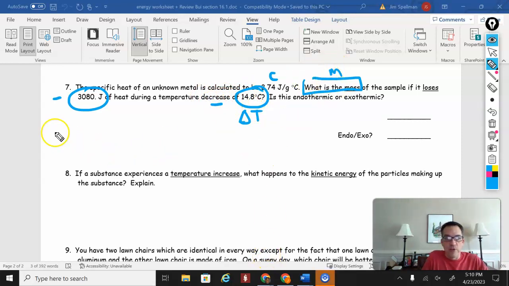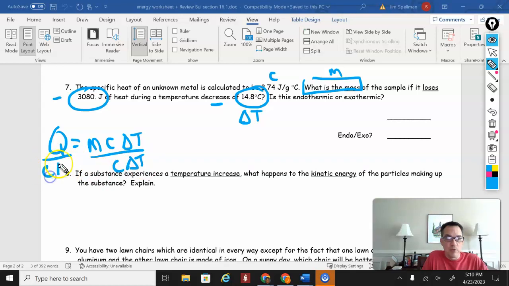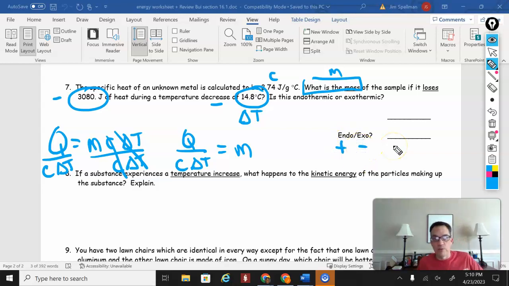In this case, we're solving for M, so we have to rearrange the equation again. MC delta T. We're trying to solve for M, so we need to divide the C out. We need to divide the delta T out, which means we're going to do the same on the other side. So when we finish canceling things out, we are left with Q over C delta T. That's going to equal the mass. So we're just rearranging the formula, solving basic algebra. Again, endo is going to be a temperature increase, exo is going to be a temperature decrease.